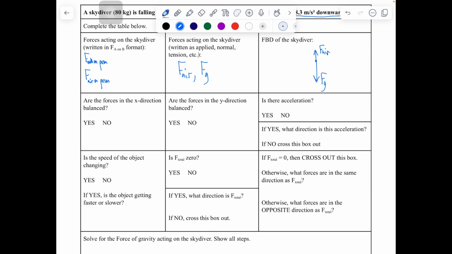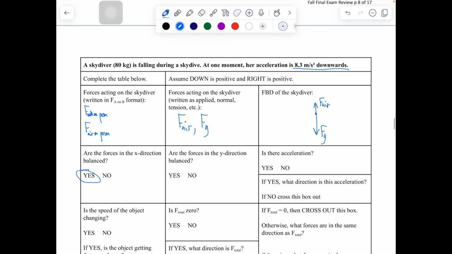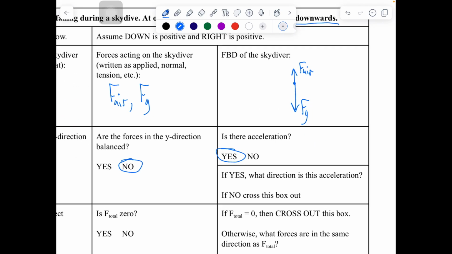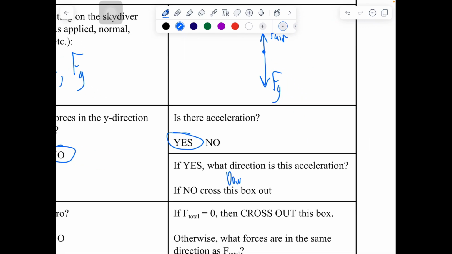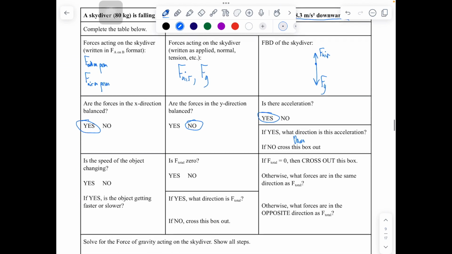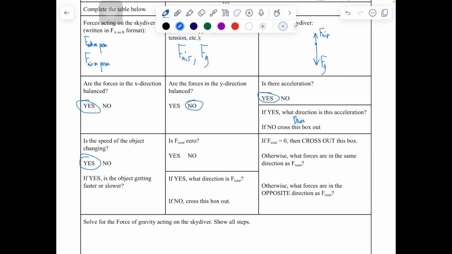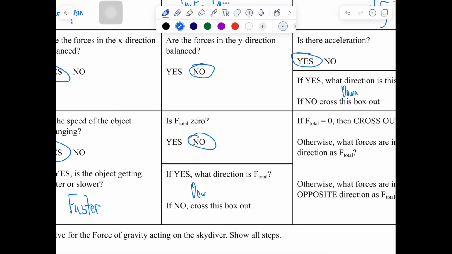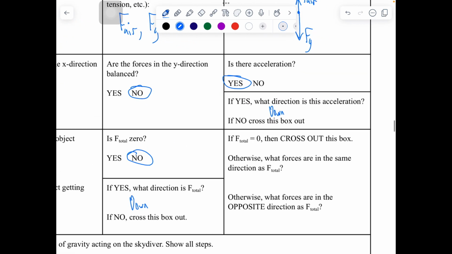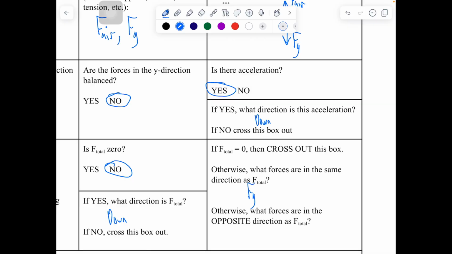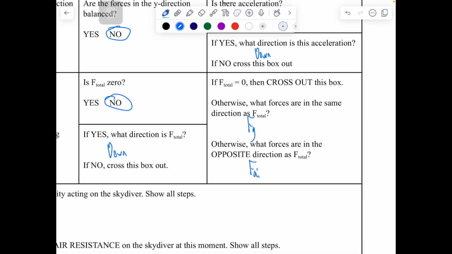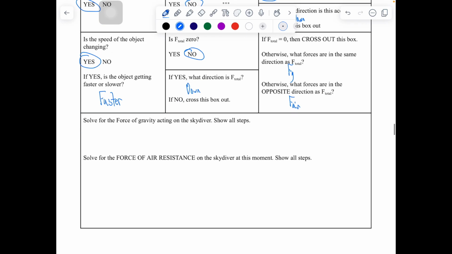Forces in the x direction are balanced? Yes, because there are none. Y direction forces are not balanced because we are accelerating. What direction is the acceleration? Well, down. And we were told that. Speed of the object is changing. Yes. We are getting faster. Total force is not 0. What is the direction of the total force? Downward. What forces act in the same direction as the total force? Force of gravity. What's opposite? Air.